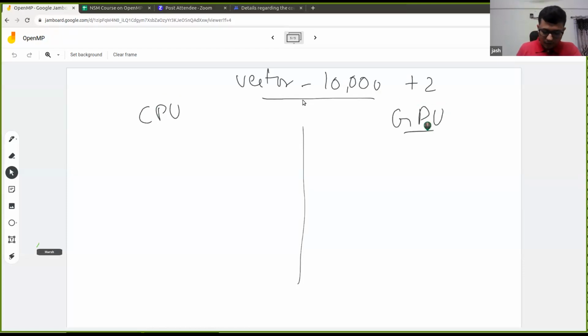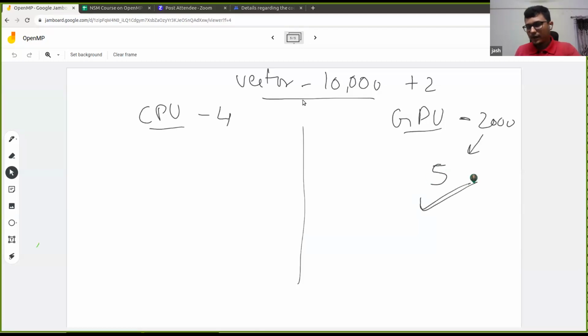So on CPU, let's say you have just 4 cores, and on GPU you have, let us say, 2000 cores. So in GPU, this can be done very quickly, right? Because if you want to just add 2 to each and every element in this vector, there are 2000 cores, and each core can pick up, let's say, 5 cells in this vector, and they can finish it quite quickly. Even if their frequency is less, they can still perform this task faster.